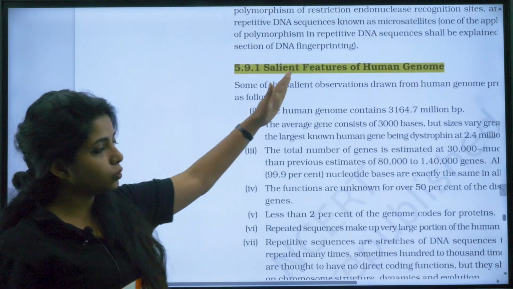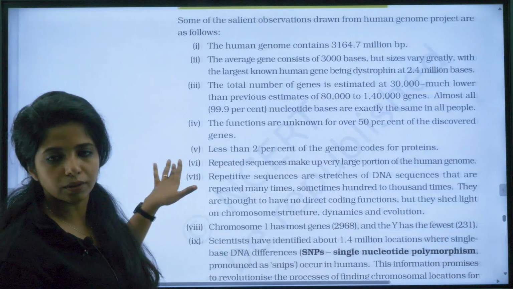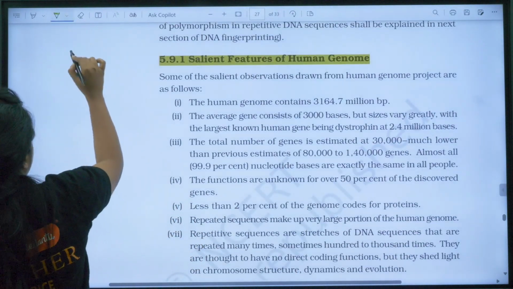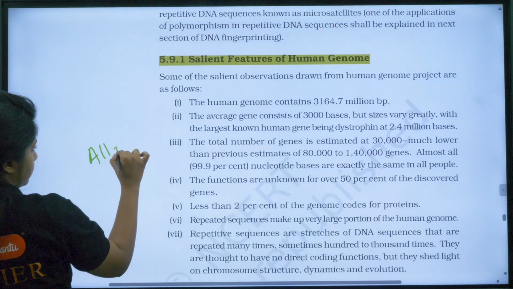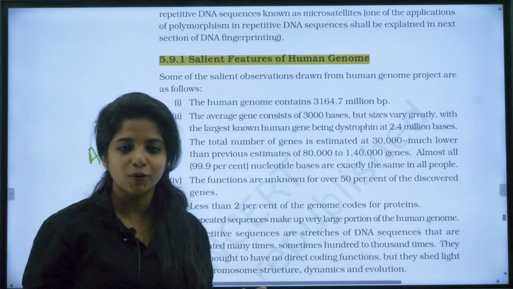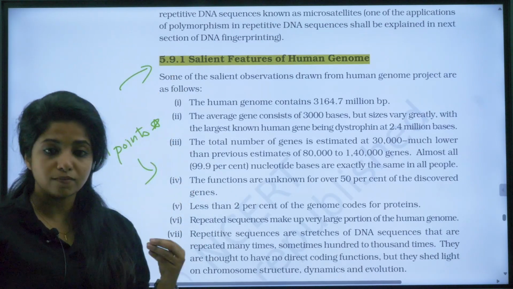Salient features of the human genome, very much important. Okay, very, very important. All the points that you see over here, all the points, without even leaving a single point, you have to study, my dear children. I am writing here so that you don't forget. Okay, I didn't color it all because it won't look good. Okay, all points are very much important. Salient features of human genome comes like that only.